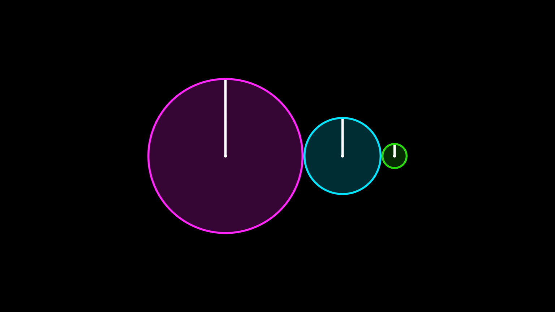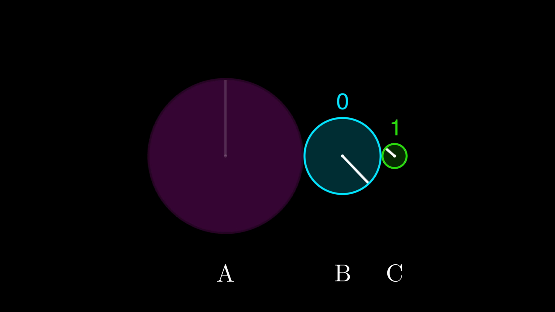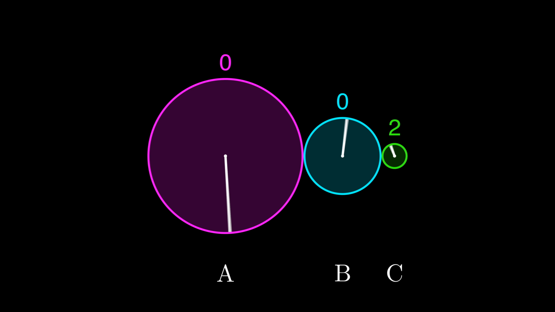Imagine we have three gears, A, B, and C. If a full turn of gear A turns gear B twice, and a full turn of gear B turns gear C 3 times, this would therefore mean that a single turn of gear A spins gear C 6 times around. Because a full turn of A spins B twice, and each of those spins spins C 3 times, 2 multiplied by 3. This is the basic intuition.